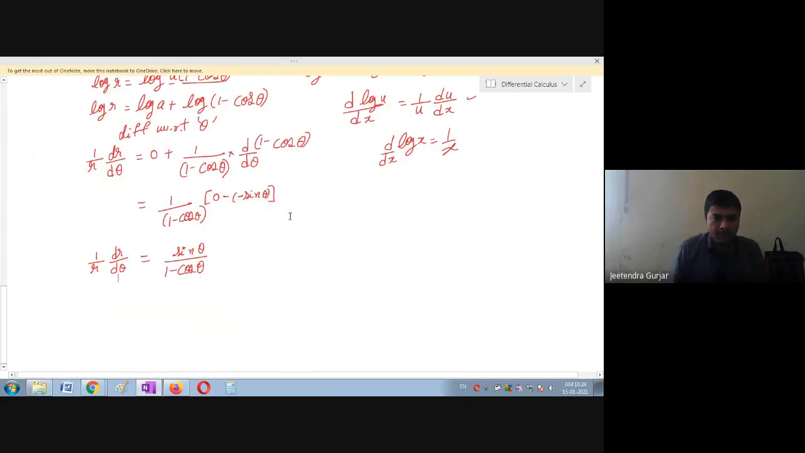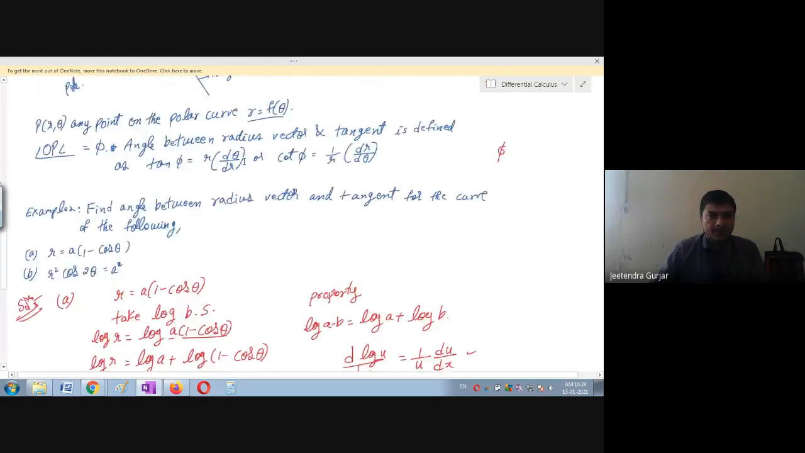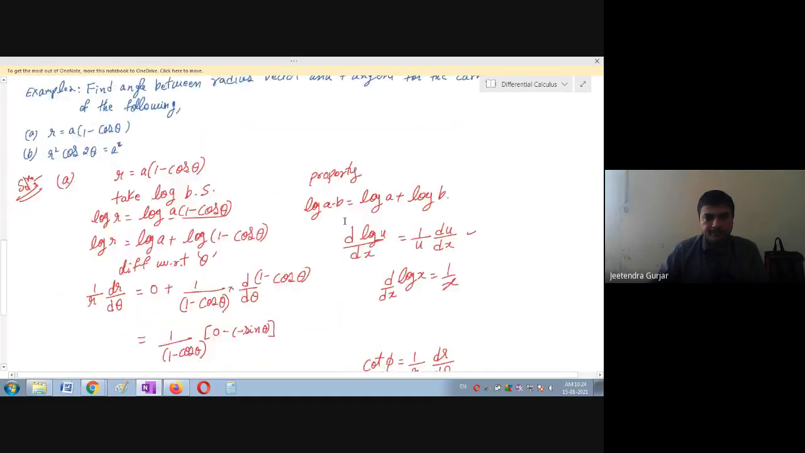So where has this cot phi come from? By using the angle between the radius vector and tangent, one can use this formula, that is cot phi is equal to 1 upon r dr upon d theta. So every time please remember, I want it in this form, r into d theta upon dr, so that I can find this angle phi.